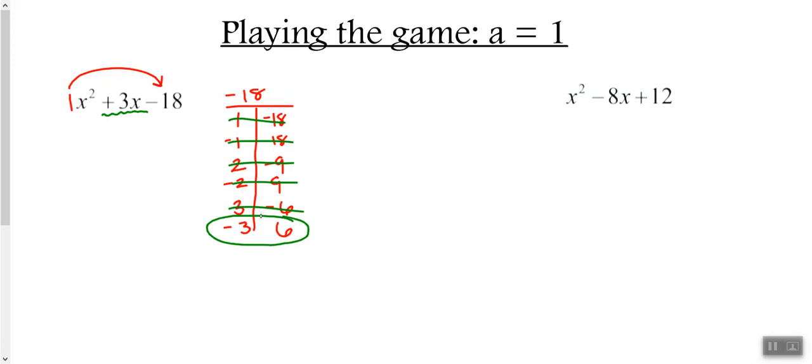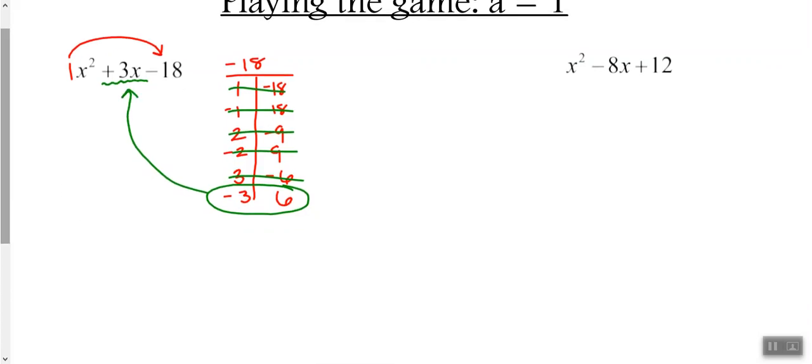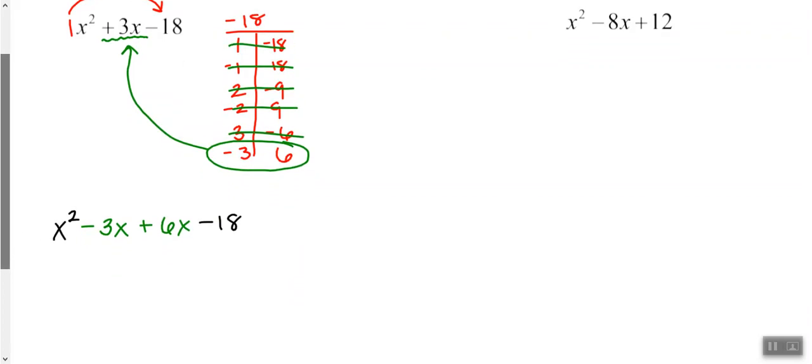So now what's going to happen is I'm going to take both of these numbers and substitute them back into the middle. All right, so I'm going to rewrite this now. So I still have my x squared in the front. Now instead of writing plus 3x, I'm going to use my numbers from my list. So I'm going to say minus 3x plus 6x, and then we still have that minus 18 at the end. Now, since we've substituted, we have created 4 terms, which means we can go back to grouping.